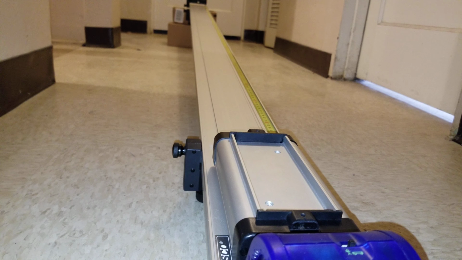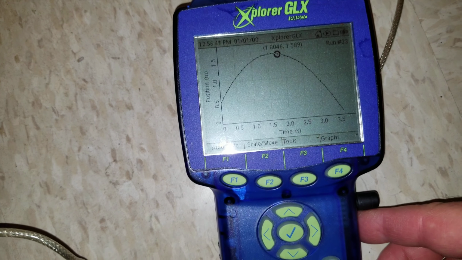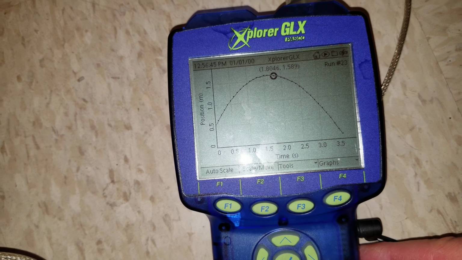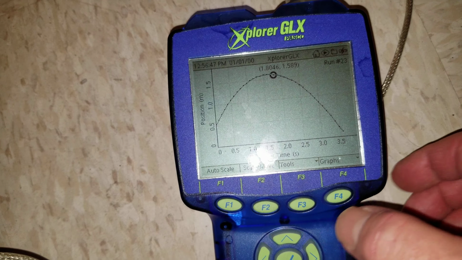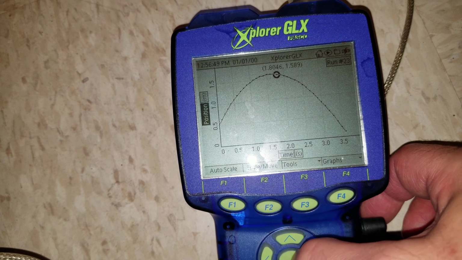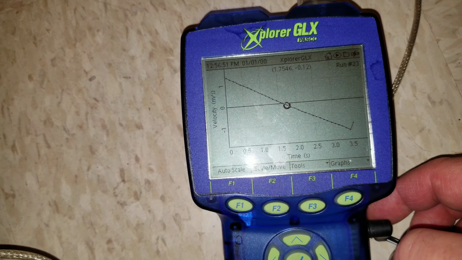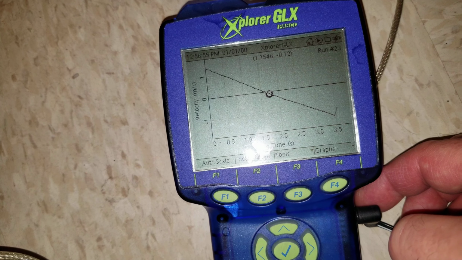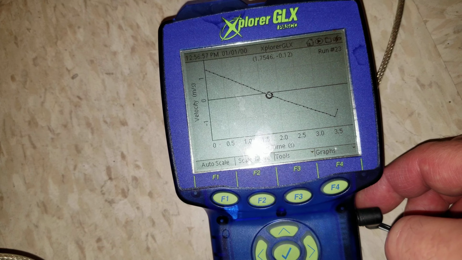We can look at the position time graph we just created. You see the position starts low, then it goes further away from the origin, then comes back down toward the origin. And we look at the velocity time graph. Velocity starts out positive, gets smaller, goes zero at a certain moment, then becomes negative.